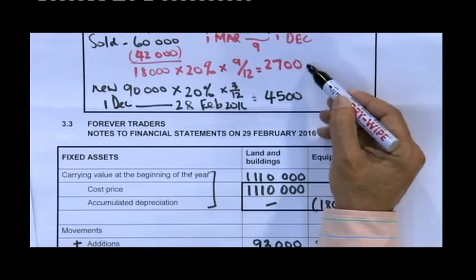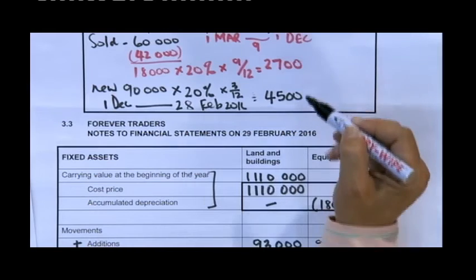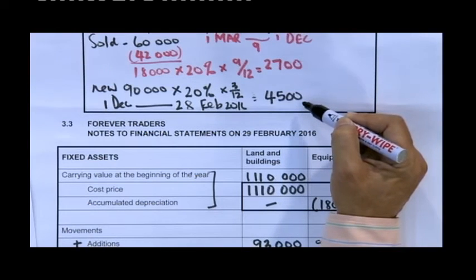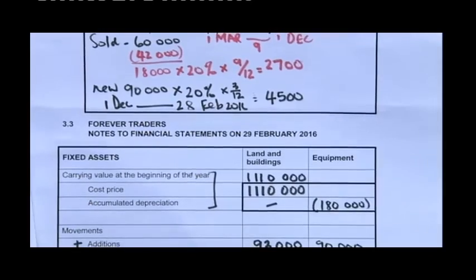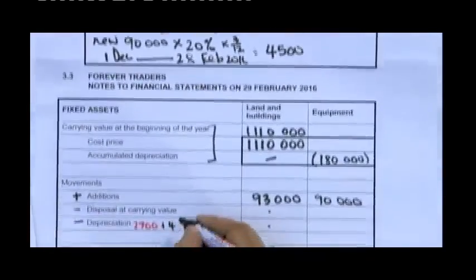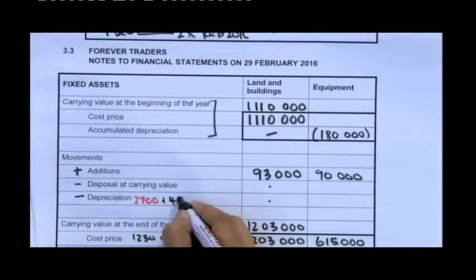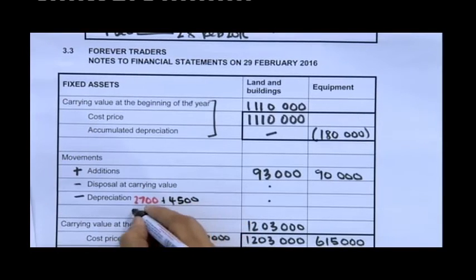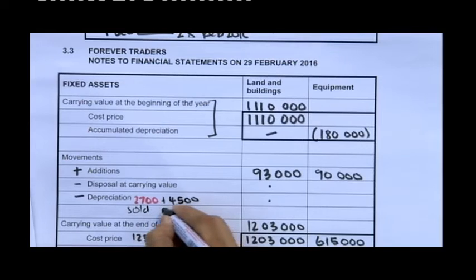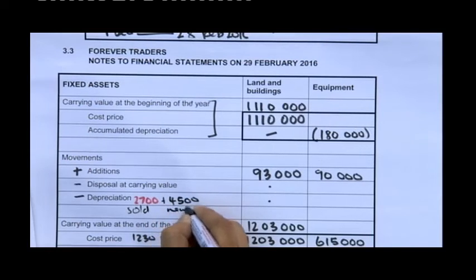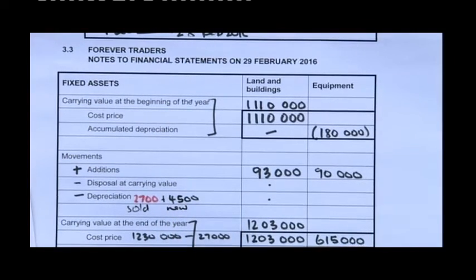Okay. So the depreciation on the equipment that was sold was 2,700. The depreciation on the new equipment was 4,500. So over here I have to add 4,500 as depreciation on the new. Just make a note. That's the depreciation on the one that is sold. That's the depreciation on the new.